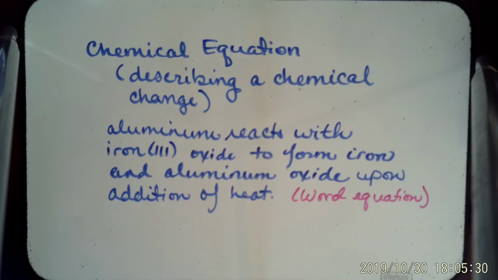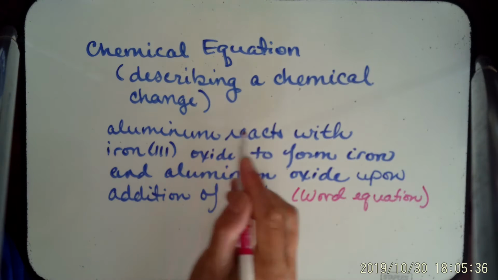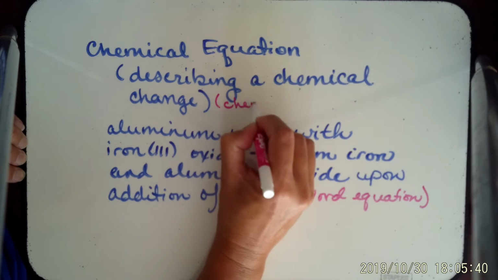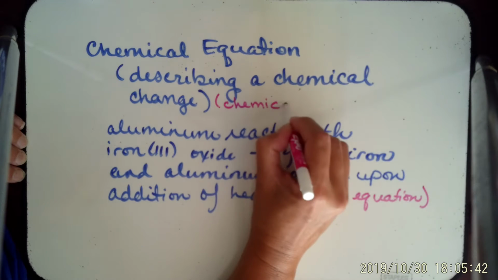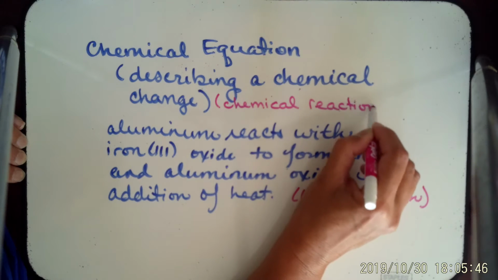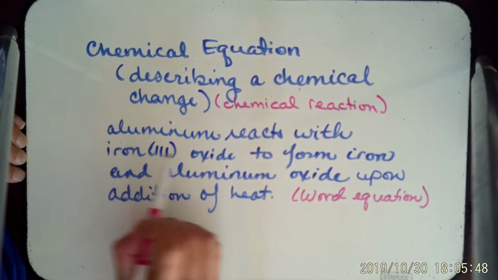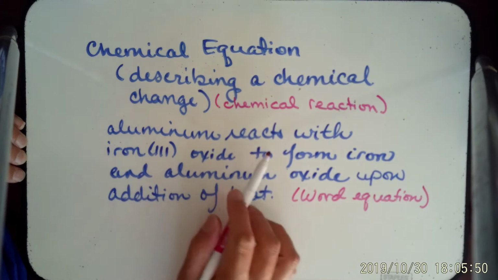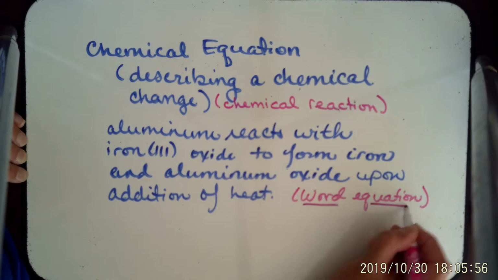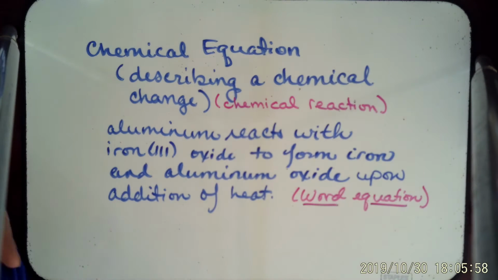Okay, so let's talk a little bit about chemical equations. A chemical equation is a shorthand for describing a chemical change, also called a chemical reaction. If I say aluminum reacts with iron 3 oxide to form iron and aluminum oxide upon addition of heat, this is called a word equation. And we've seen this before.